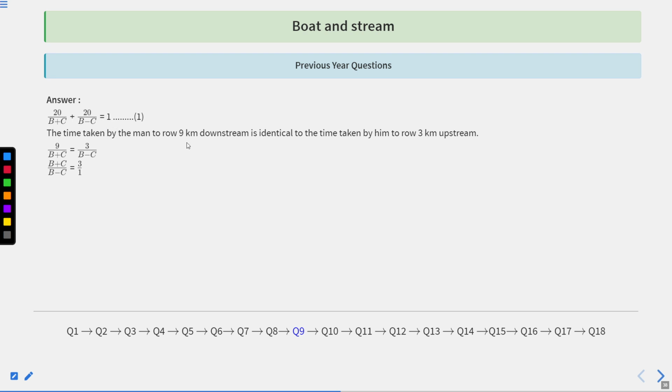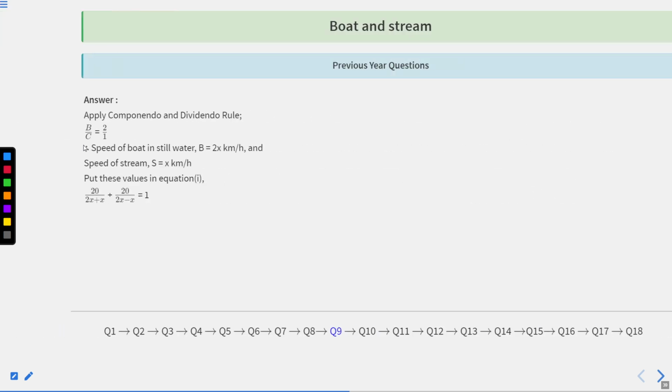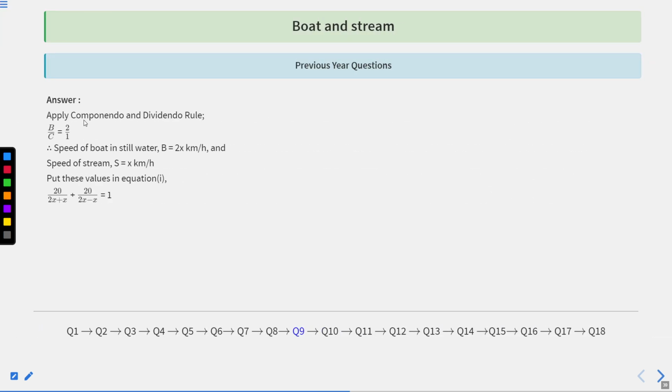The time taken by the man to row 9 kilometers downstream is identical to the time taken by him to row 3 kilometers upstream. So 9 upon (B plus S) is equal to 3 upon (B minus S). Sending this term across, I'll have (B plus S) upon (B minus S) equal to 3 upon 1. Applying the componendo and dividendo rule, B upon S is going to be 2 upon 1. Therefore, the speed of the boat in still water is B equal to 2x kilometers per hour, and the speed of the stream is S equal to x kilometers per hour.